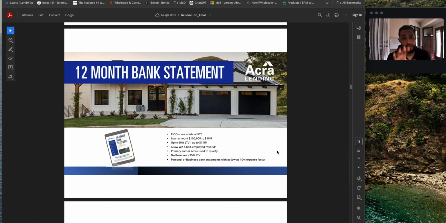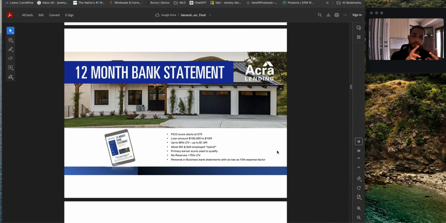To put that in perspective, the minimum FICO for most FHA products is 580. So they're going 5 points below that, okay? Loan amounts range from $100,000 to $10 million, okay? Up to 90% LTV. You guys know if it's 90% LTV, that means 10% down from you.